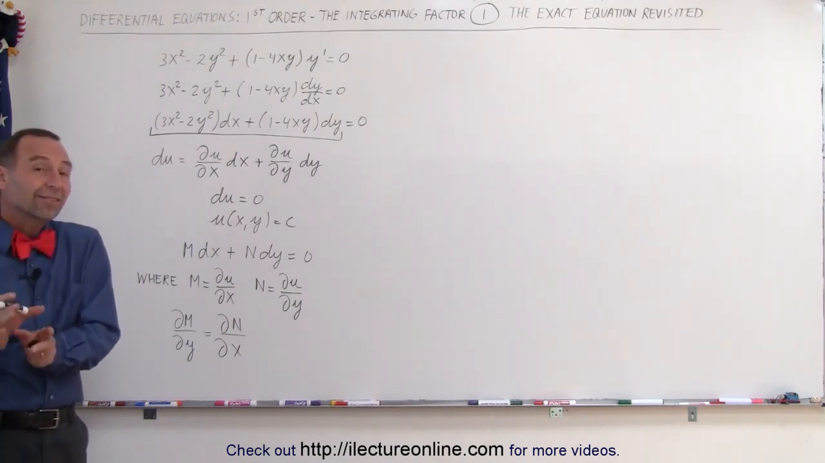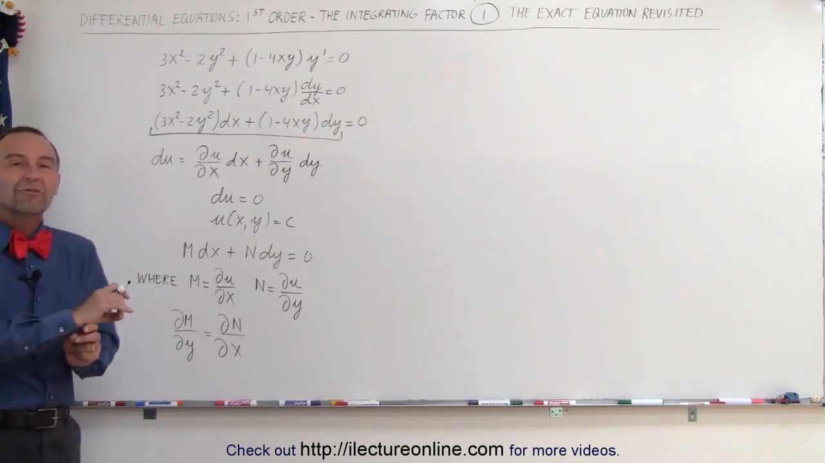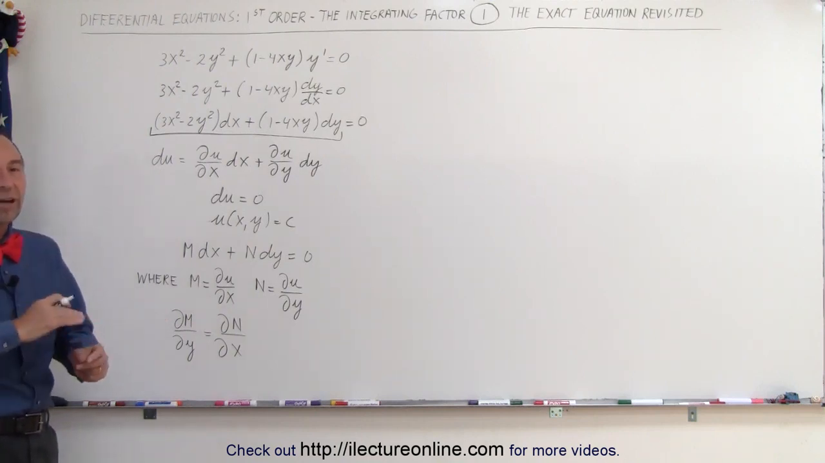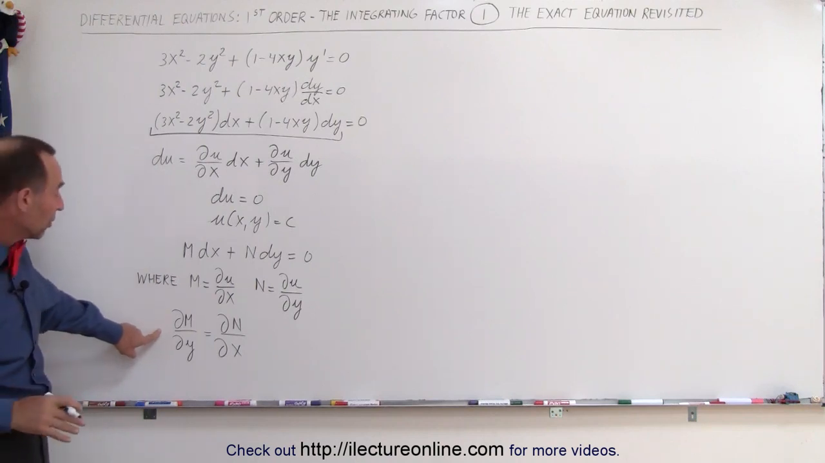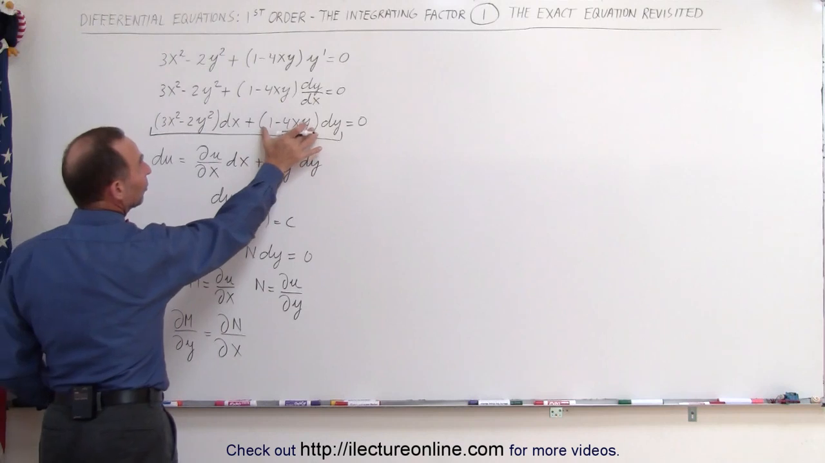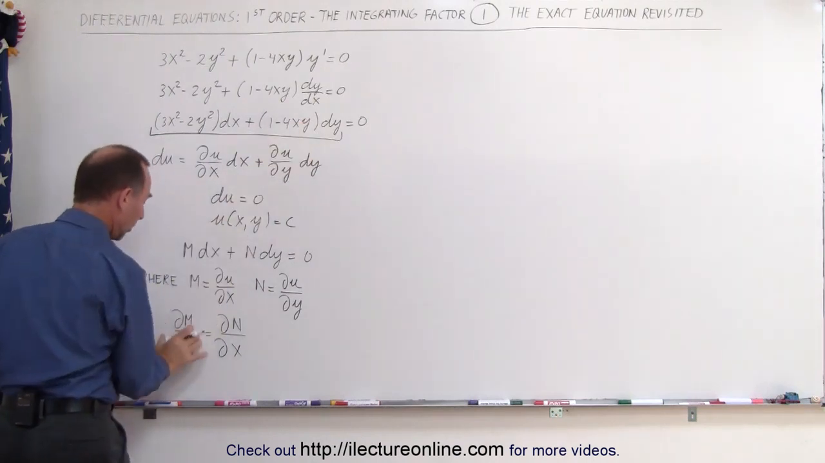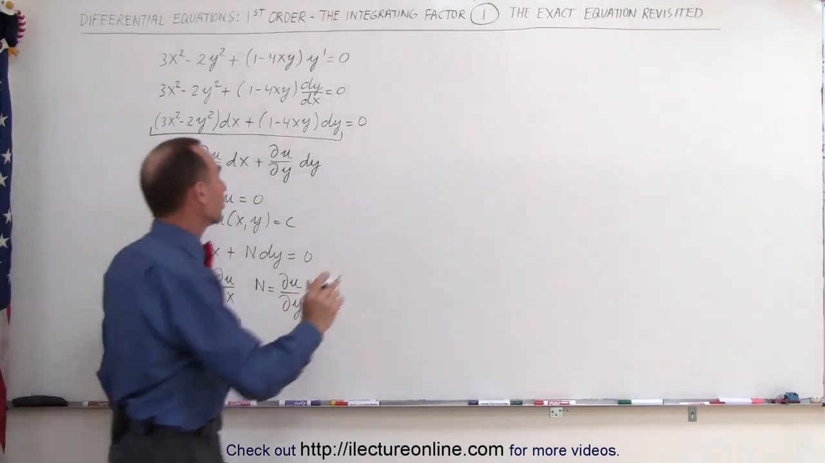What we're going to see in this series is that if it's not an exact equation, then we have to use an integrating factor to make it exact so we can find the solution. So quickly, to show you that this is an exact equation, we're going to take M, which is this quantity right here, and N, which is this quantity right here, take the partial with respect to y, take the partial with respect to x, and show that they're equal to each other.